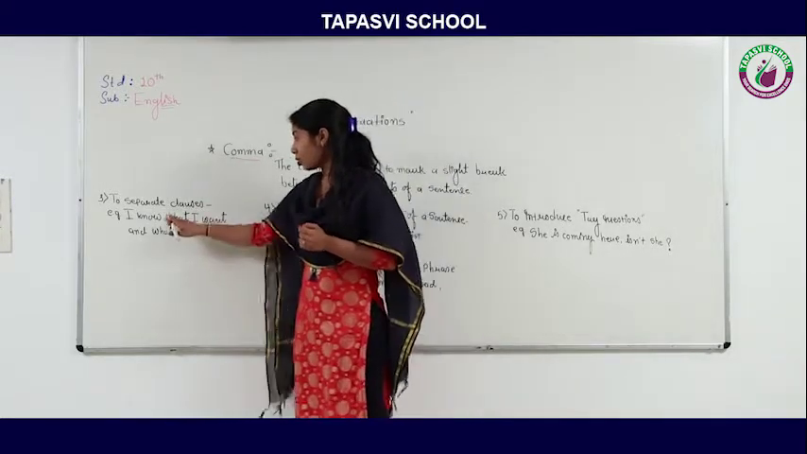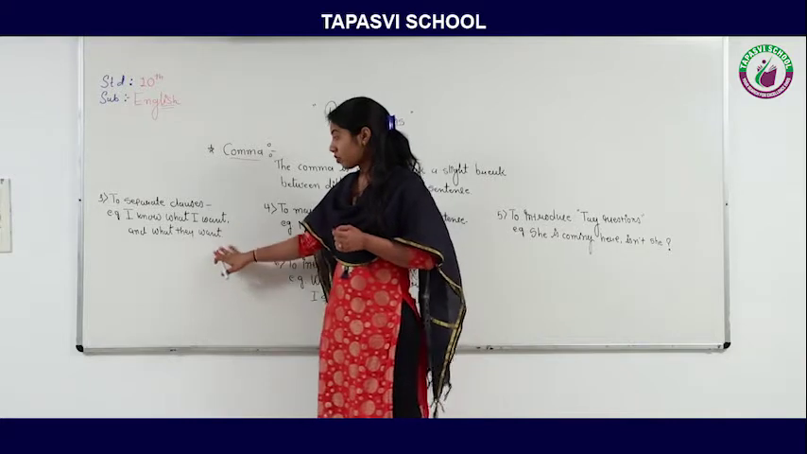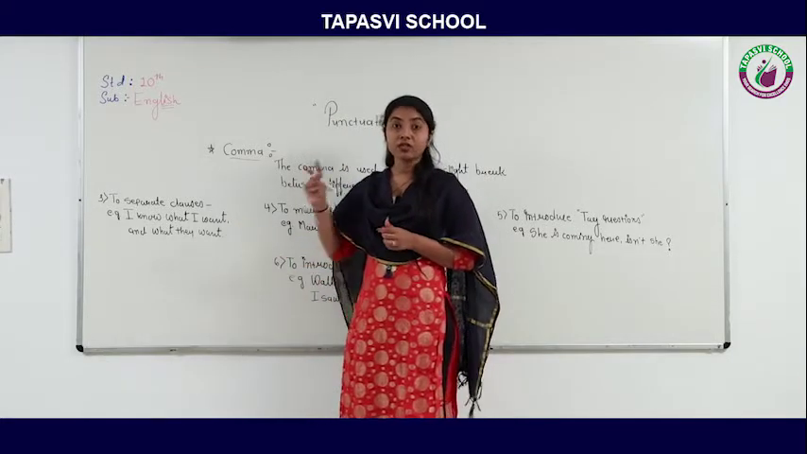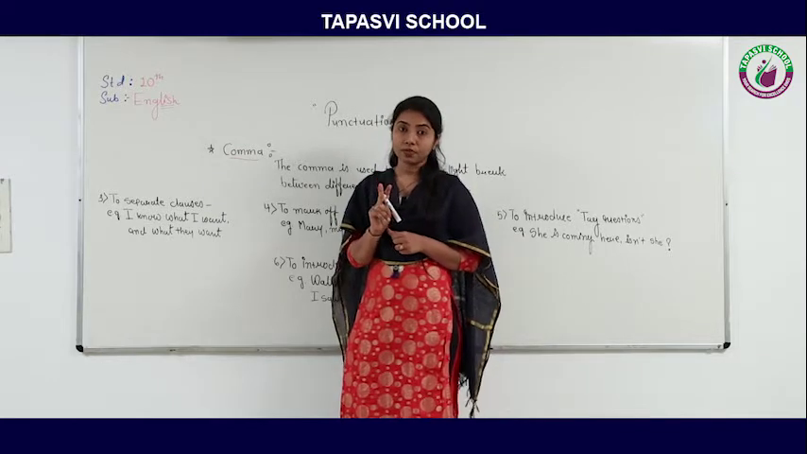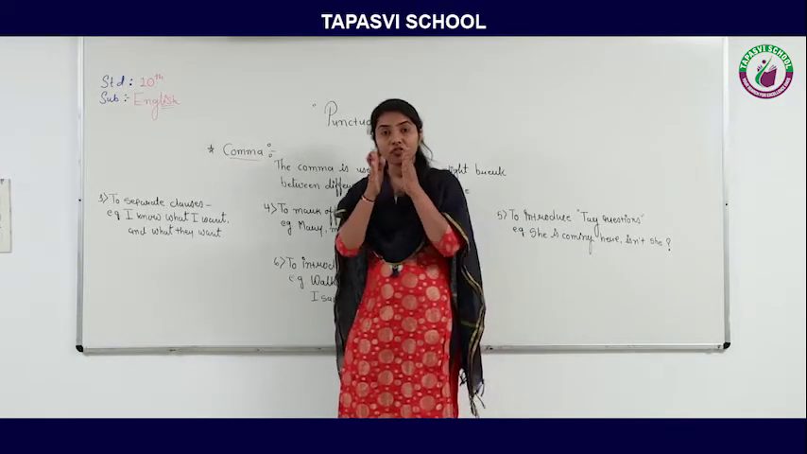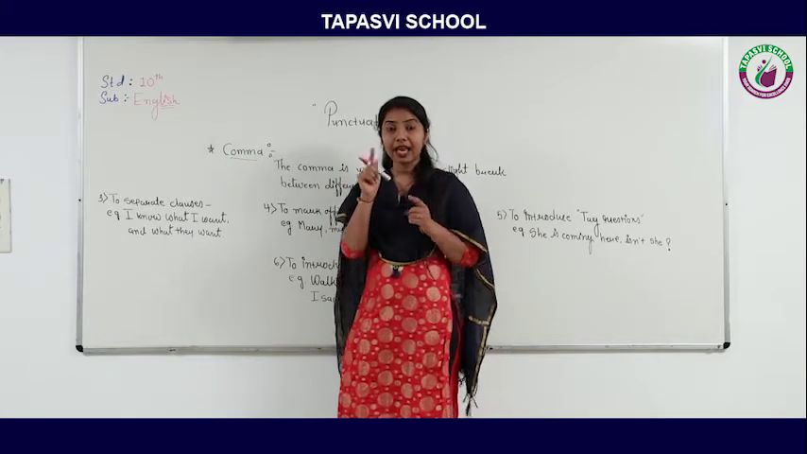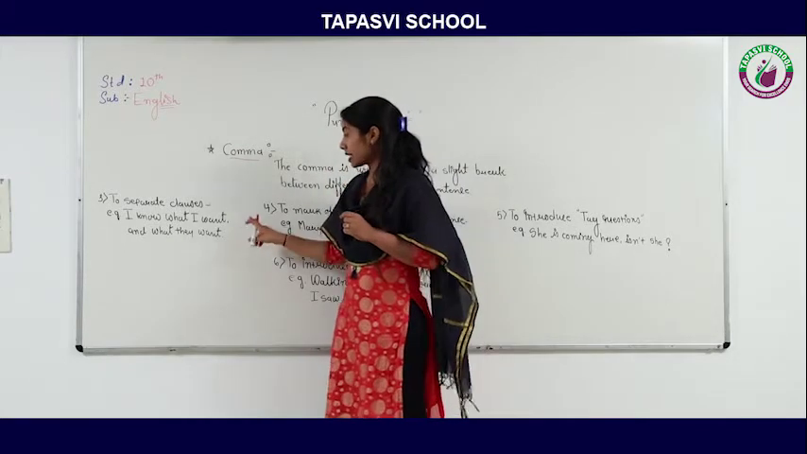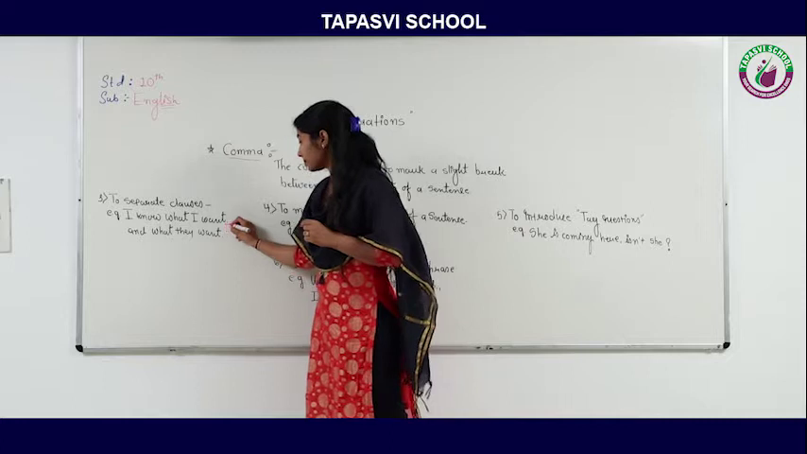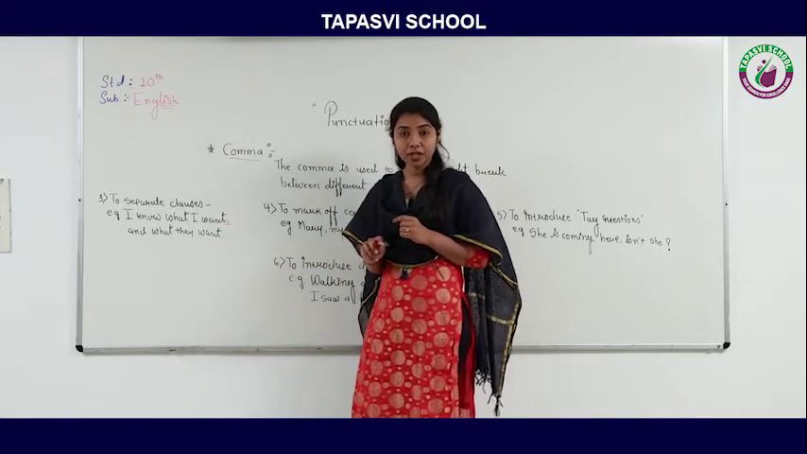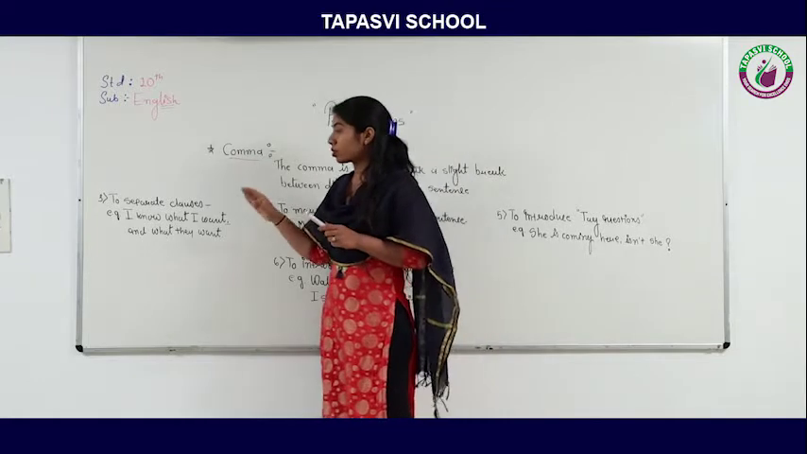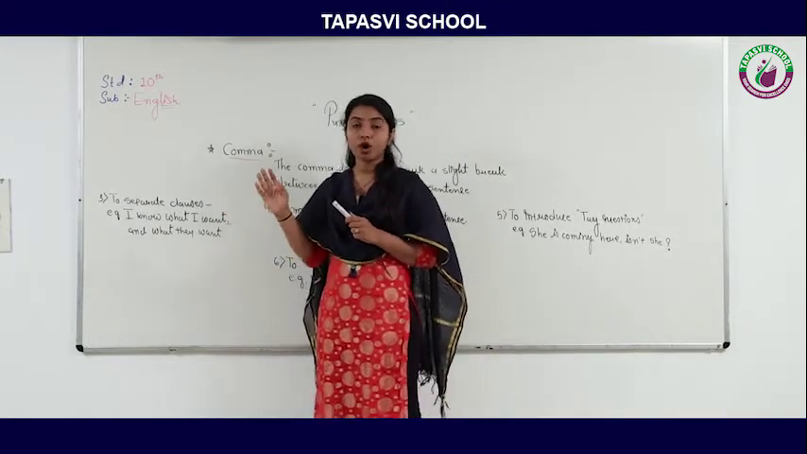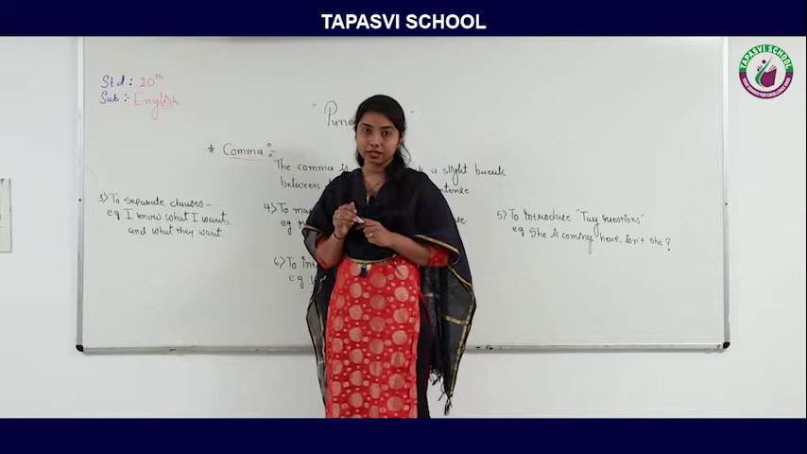So here, I know what I want and what they want. The sentence is one, but we can find that it has two clauses. Now whenever we want to divide two clauses in one sentence, at that time we use a comma. See, I have used it here. So the third usage of comma is whenever we want to separate a clause or clauses in a sentence.